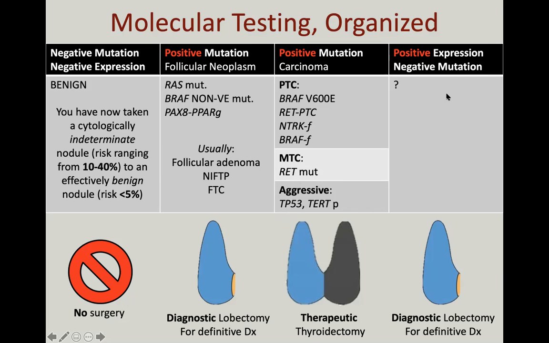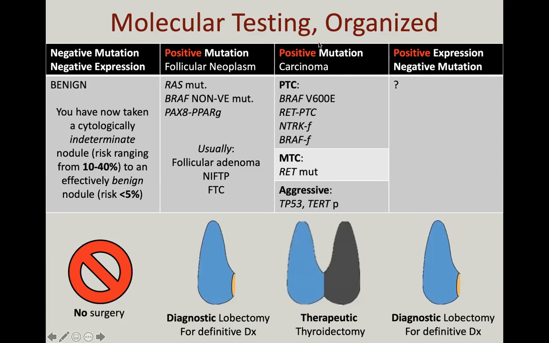However, if you have a positive gene expression profile but a negative mutational profile, it's uncertain what this means. I can't tell you that this is a papillary carcinoma, right? I can't tell you that this is a follicular neoplasm. I can just tell you that the gene expression profile is abnormal. Again, these patients will require diagnostic lobectomy for definitive diagnosis, and many of these actually still end up being malignant, just without a particular point mutation or fusion. So hopefully that makes sense.